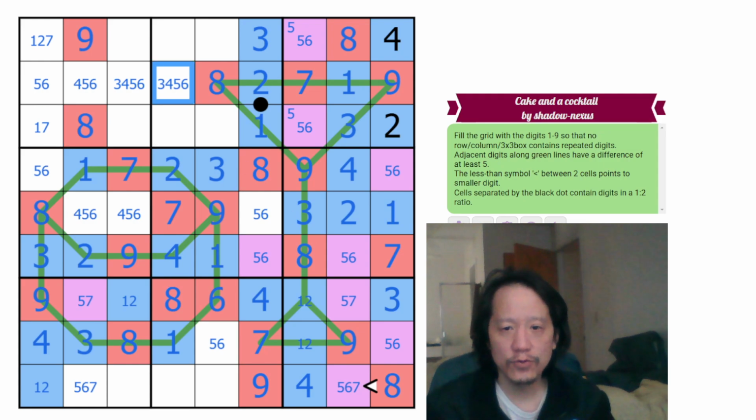This can't be 4 anymore. This can't be 6, so this must be a 5, which makes this a 6. So this has to be a 5, 7 pair. This can't be 6, so this is 5, which makes this 6, which makes this 5, which makes this 6. So this is no longer pink because it has to be red. It has to be a high.